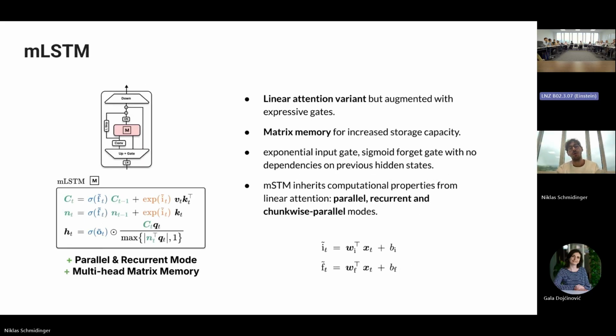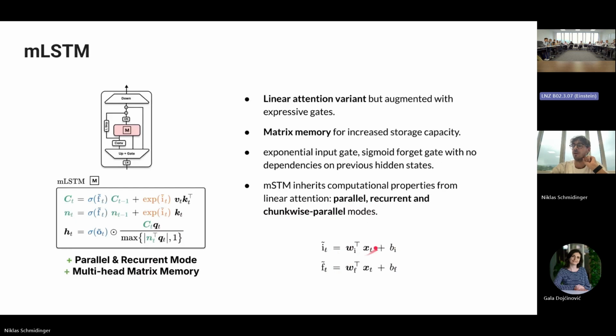The mLSTM is more like a linear attention variant. You can see here, the C is now not a vector anymore, but the memory is also a matrix, like these little D by D matrices. It has also taken the exponential input gate concept, but now we have this matrix memory. This gives us a lot more storage capacity, so to say. And as I said, this inherits the computational properties from linear attention. So we also have 3 modes for the mLSTM: parallel, recurrent, and chunkwise parallel. And the gates here don't depend on the previous time step.